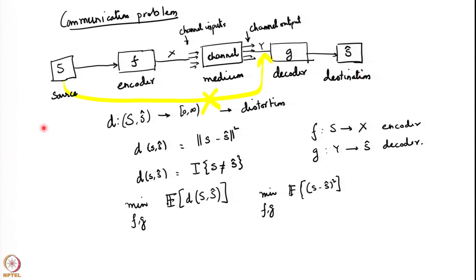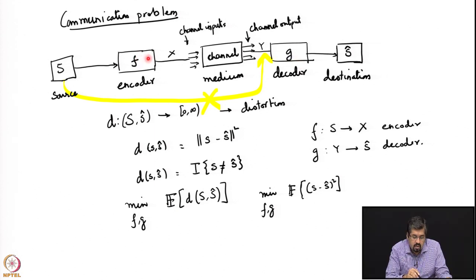And the way to do that, because the channel had noise and had inputs that were potentially incompatible with the source and an output which is incompatible with what we want the destination to be, the way to do that was by introducing two additional elements into the problem. The first is what is called the encoder and the other is what is called the decoder. So, the encoder maps the source to a possible channel input.